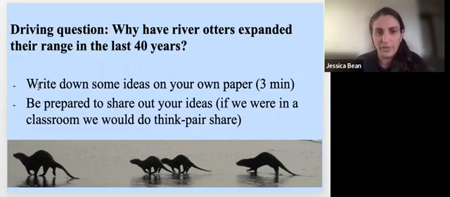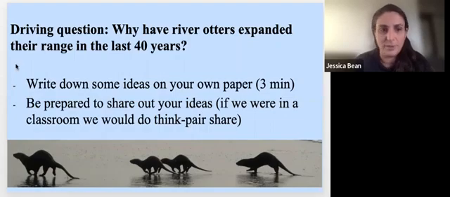What has changed? So just take a minute and write down some ideas on your own paper. What are some big reasons that you would think of at the top of the list that would explain why those river otters have changed their range in the last 40 years, have expanded their range into the Bay Area? And you can put some of those in the chat if you have a chance, that would be great.